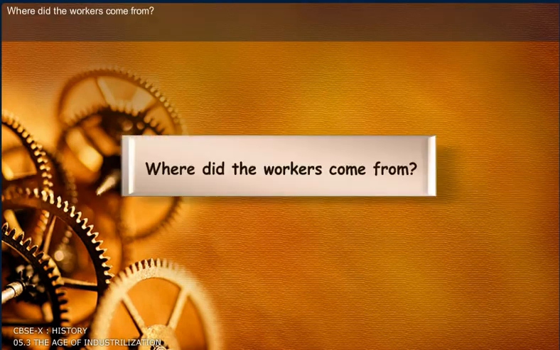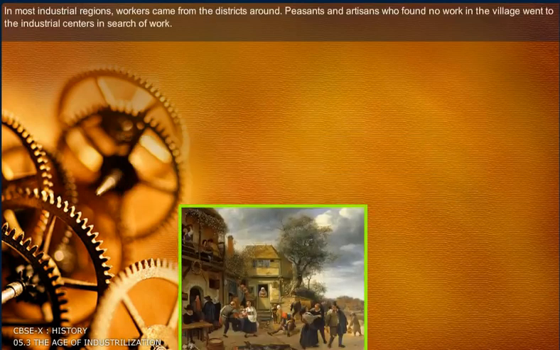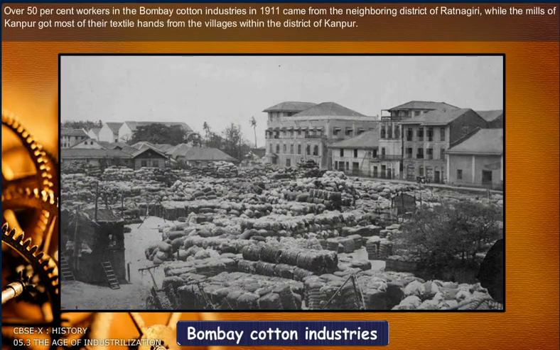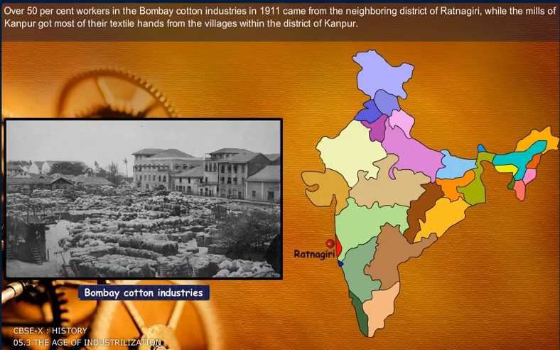Where did the workers come from? In most industrial regions, workers came from the district around. Peasants and artisans who found no work in the village went to the industrial centers in search of work. Over 50% of workers in the Bombay cotton industries in 1911 came from the neighboring district of Ratnagiri, while the mills of Kanpur got most of their textile hands from the villages within the district of Kanpur.